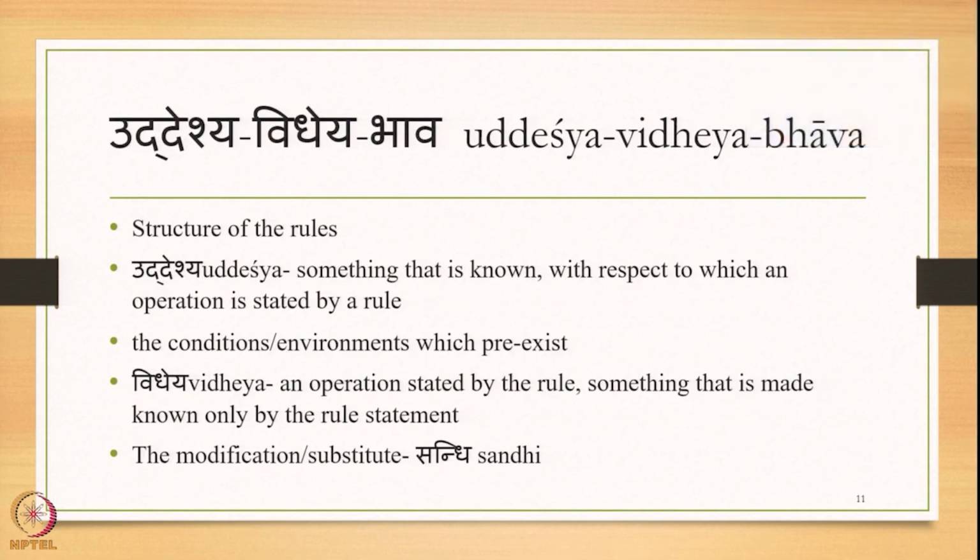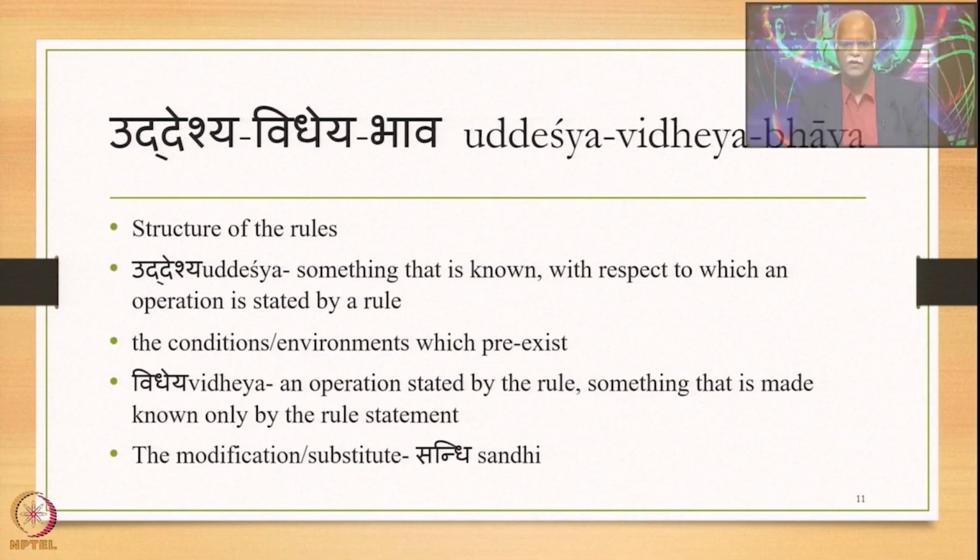We also have uddeshya videya bhava playing a crucial role. Uddeshya videya bhava plays an important role as far as the structure of the rule is concerned. Uddeshya is something that is known with respect to which an operation is stated by a particular rule, namely the conditions or the environments which pre-exist. Videya, on the other hand, is an operation stated by the rule, something that is made known only by the rule statement.